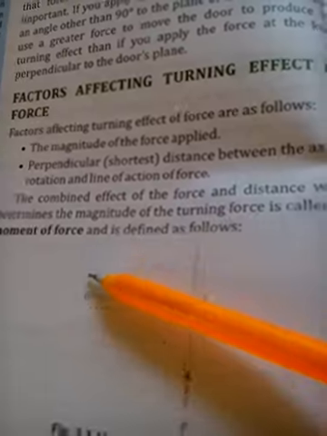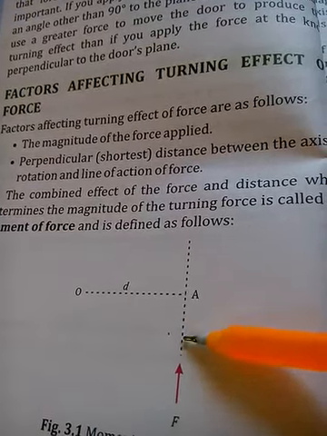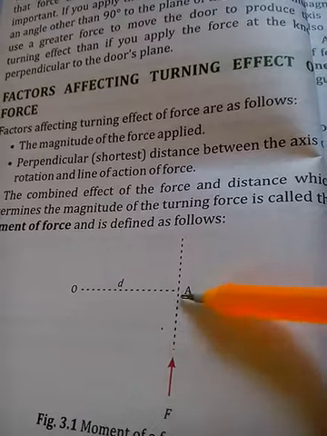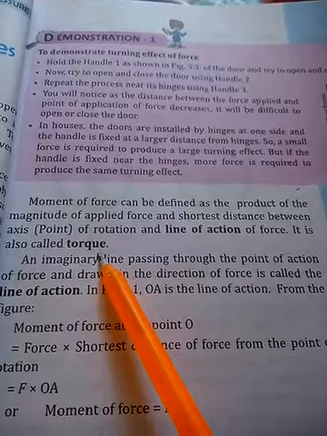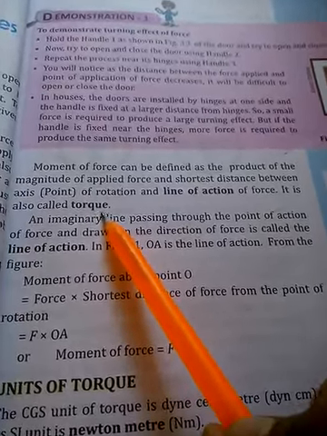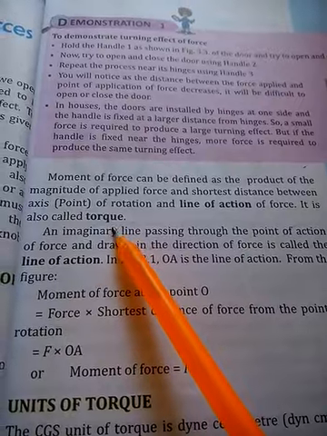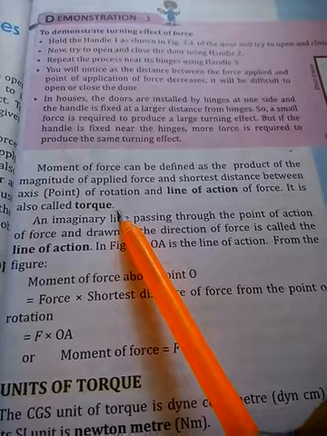Now what is this line of action, dear student? This is the axis of rotation, in which it is rotating, and this is the line of action of force, in which the force is acting. It is also called torque. So you can see that we got different names for turning effect. Turning effect is also known as moment of force. Turning effect is also known as torque, right?